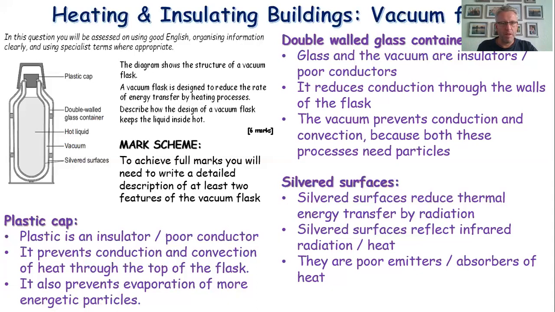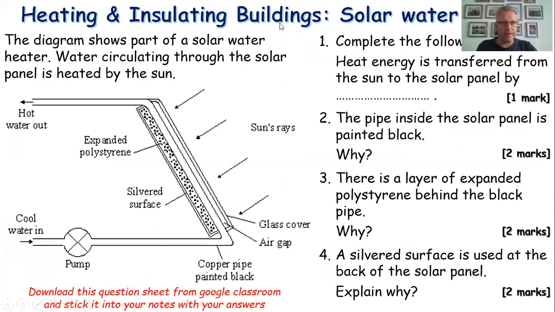Right, the next question that you can download and print. What we have here is a diagram showing a solar water heater. Cool water circulates in through a pump, gets pumped through a pipe on the front of the solar panel. The sun rays hit that solar panel, and then you get that hot water out that you can store in a water tank and use for later on.